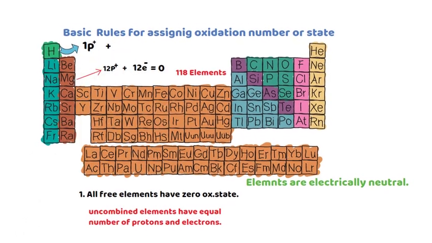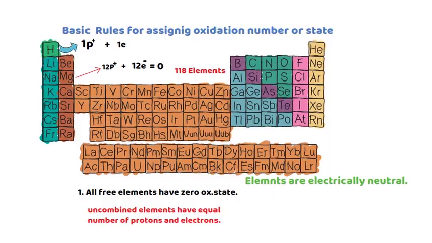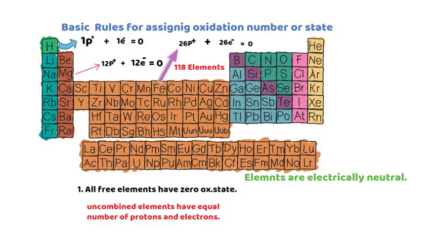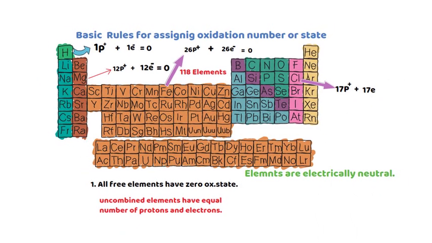Hydrogen is an electrically neutral element or free element, and consists of equal number of protons and electrons. Therefore, oxidation number of hydrogen is 0. Iron has 26 protons and 26 electrons in free state. Therefore, the oxidation number of iron is 0. Chlorine has 17 protons and 17 electrons in free state. Therefore, the oxidation number of chlorine is 0.